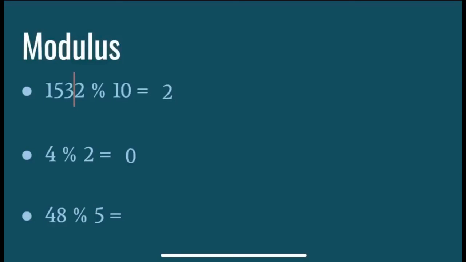The last is 48 mod 5. The closest that 5 goes into 48 is 8 times. 8 times 5 is 45, and 48 minus 45 is 3. So 48 mod 5 is 3.